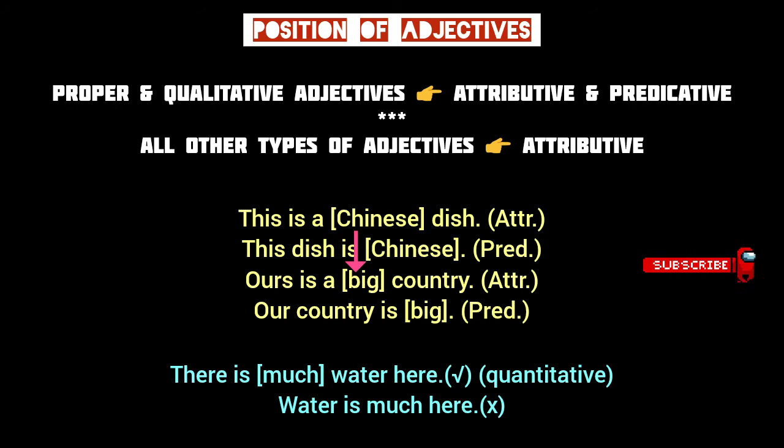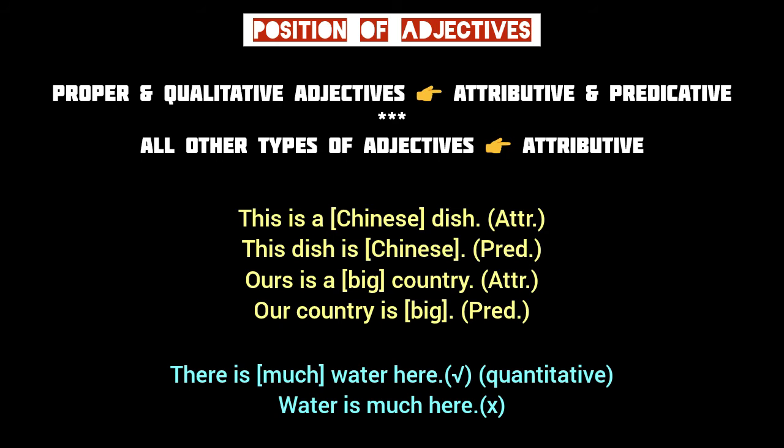In the next example, ours is a big country. Big is an attributive adjective to modify the noun country. Big is a qualitative adjective, hence it can be used predicatively as well. For example, in the sentence our country is big, the adjective big has been used predicatively after the linking verb is. So proper and qualitative adjectives can be used both attributively and predicatively.